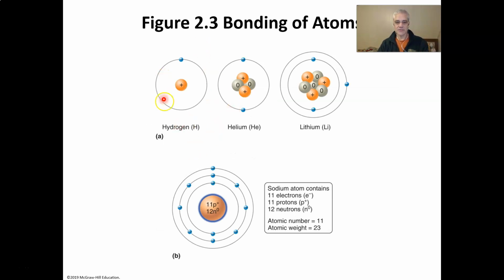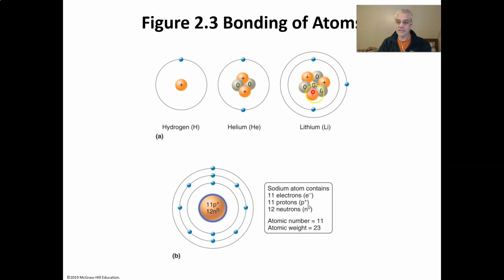This is how they bond. Here's hydrogen: 1 proton, 1 electron, boom, hydrogen. Fine. Here's helium: 2 protons, 2 neutrons, and 2 electrons. And here's lithium. You have 3 protons, 4 neutrons.